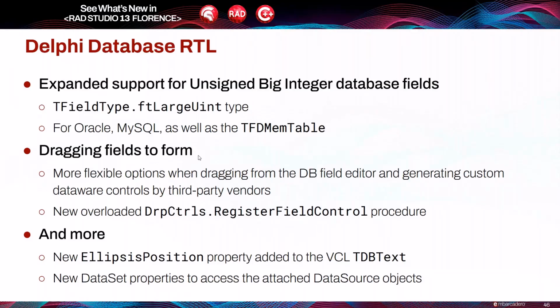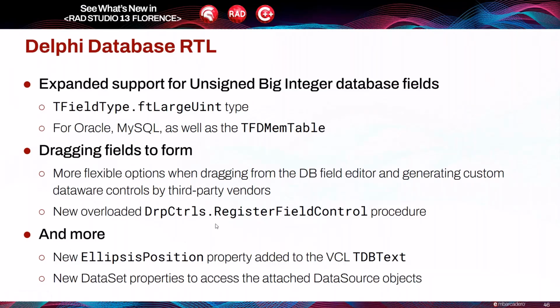Also dragging fields to a form. Now, this is a feature that not a lot of people know. So you can come to a query and just drag and drop the fields directly on a form, and that automatically creates a label and a database edit. This has been expanded. Now there is an overloaded event that you, or third parties, could customize to do something different from the default behavior, in case you want to use a different component instead of the standard RAD Studio database components. If you want to use a third-party component, you could customize this as well.